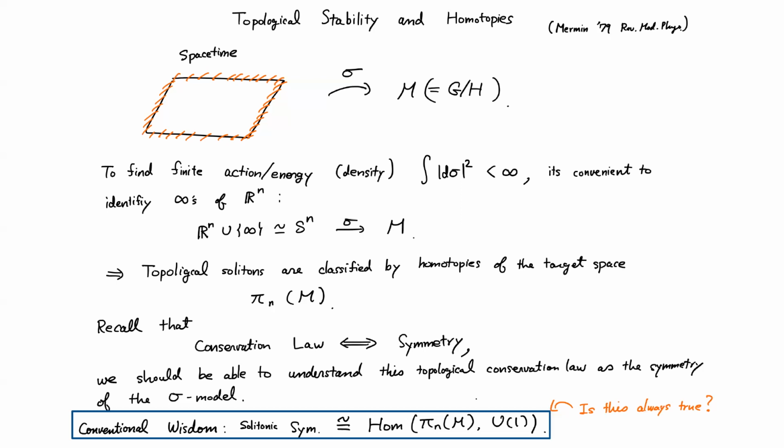Recalling that a conservation law should be related to symmetry, according to the philosophy of Noether, we should be able to understand this kind of topological conservation as a symmetry of the sigma model. In the conventional wisdom, this solitonic symmetry is basically understood as a Pontryagin dual of the homotopy group. Our question, and the main theme of this talk, is whether this conventional wisdom is actually always true or not.